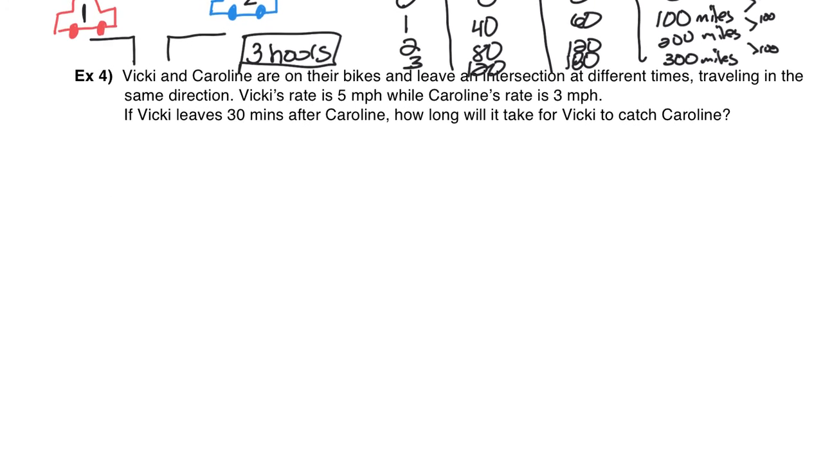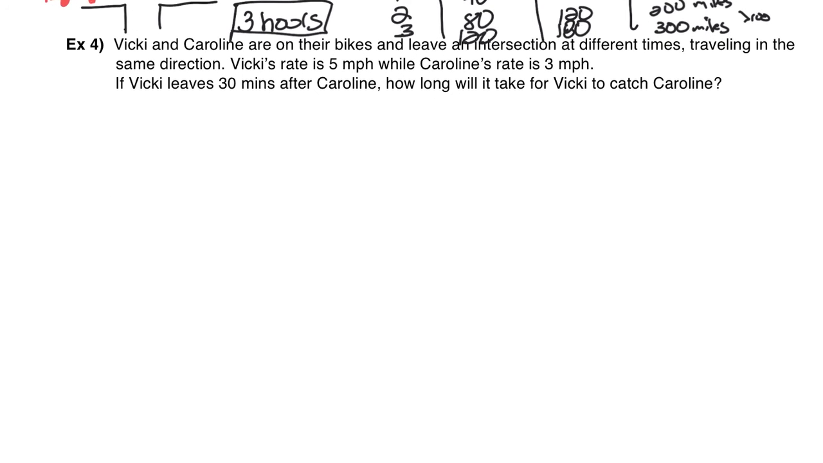All right, and example 4. It says, Vicky and Caroline are on their bikes and leave an intersection at different times, traveling in the same direction. Vicky's rate is 5 miles per hour, while Caroline's rate is 3 miles per hour. If Vicky leaves 30 minutes after Caroline, how long will it take for Vicky to catch Caroline?